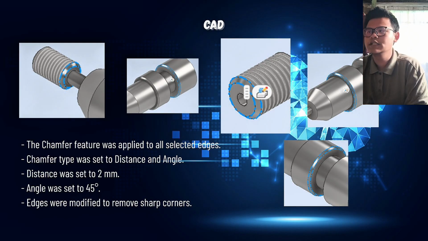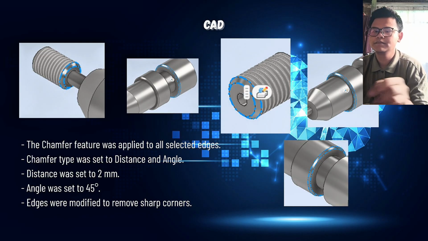Next is the chamfer feature, which was applied to all selected edges. The chamfer type was set to distance and angle. The distance was set to 2 mm for all parts. The angle was set to 45 degrees. Edges were modified to remove sharp corners.